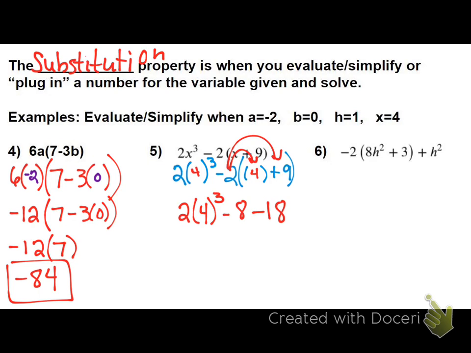Okay. So I got rid of my parentheses, but now I need to get rid of the exponents. So what's 4 cubed going to be? What's 4 times 4 times 4? 16. Yeah, right? 4 times 4 is 16. 16 times 4 is what? 64. So I'm going to bring that down.